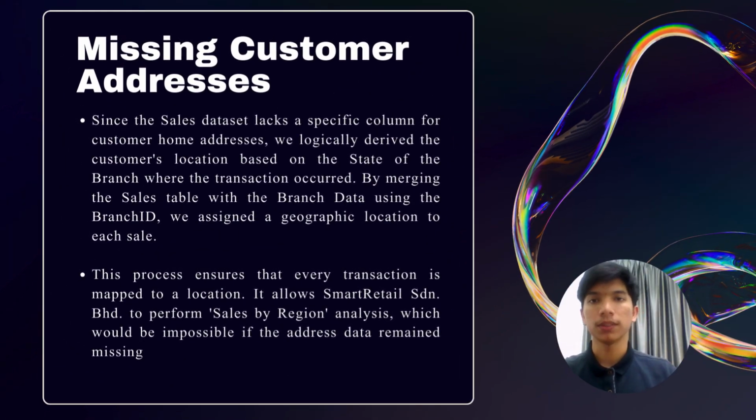Okay, for number 1, missing customer address. Since the sales dataset lacks a specific column for customer home address, we logically derive the customer location based on the state of the branch where the transaction occurs. By merging the sales table with the branch data using the branch ID, we assign a geographic location to each sale. This process ensures that every transaction is mapped to a location. It allows Retail SEMHD to perform sales by region analysis, which would be impossible if the address data remained missing.